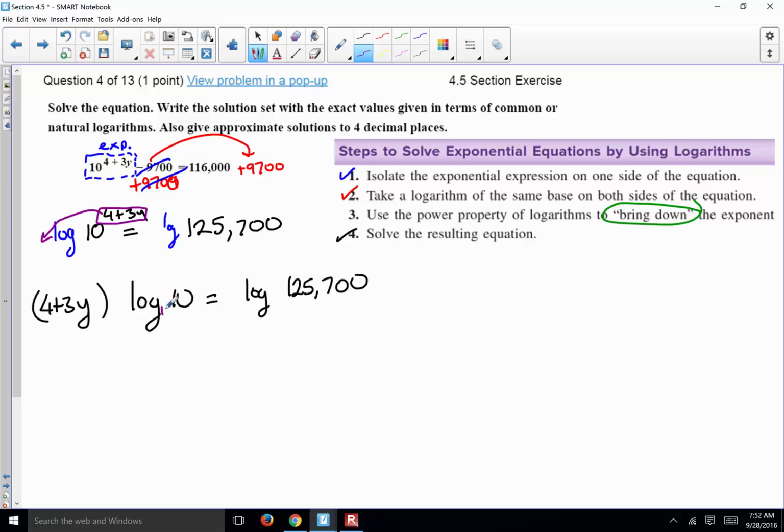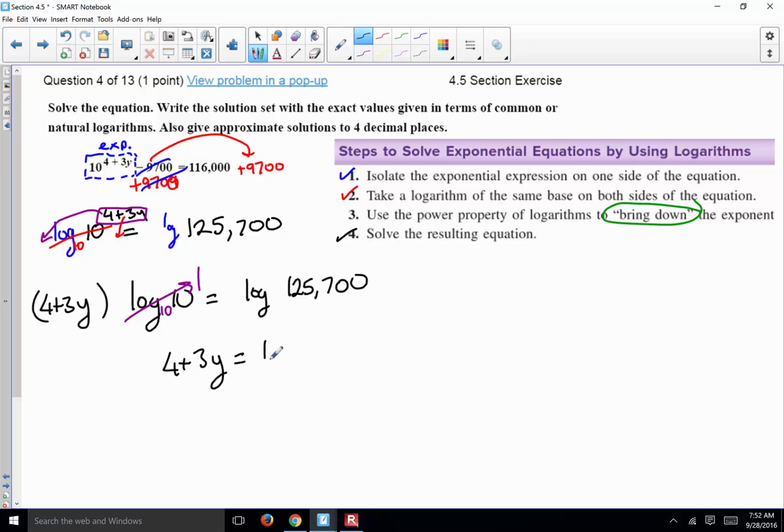Log 10. Log has a secret base 10. 10, 10, if it matches, it's 1. Actually, we should have done it right here. Log base 10 of 10 to the power cancels, and this guy falls to the ground without a move. You don't have to move it in front, okay? So they cancel, and 4 plus 3y is on its own.